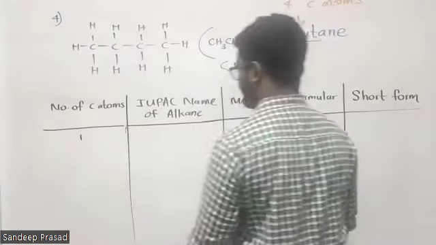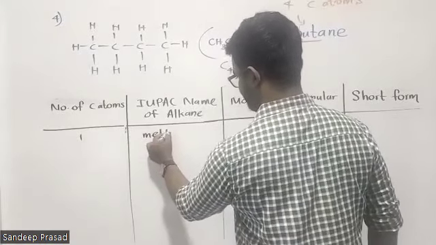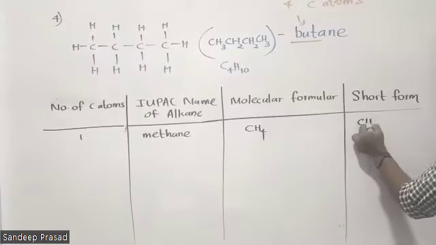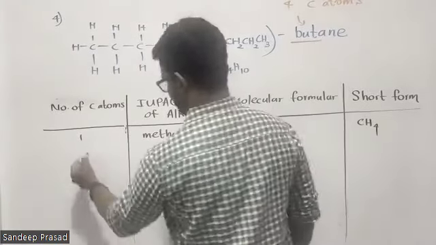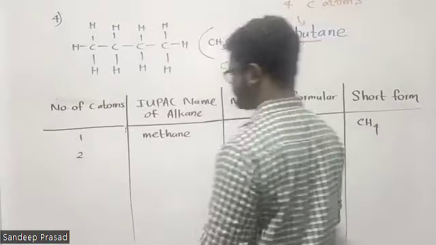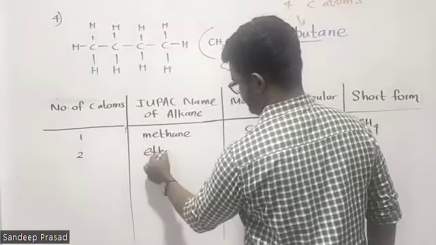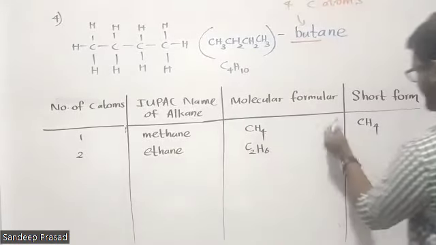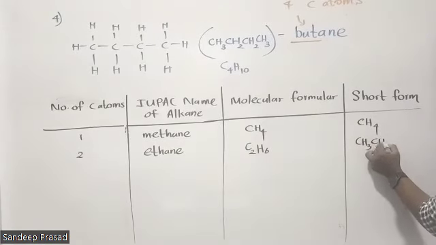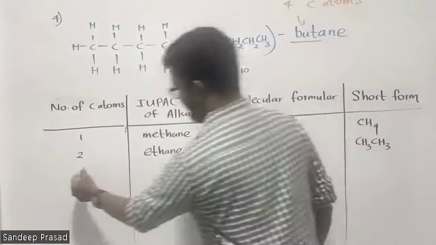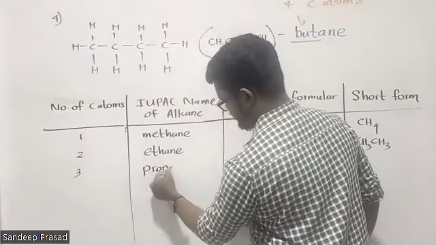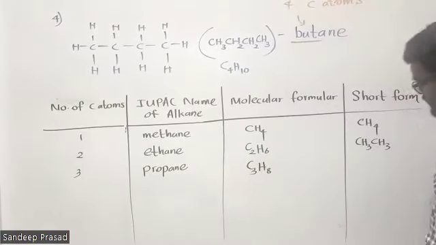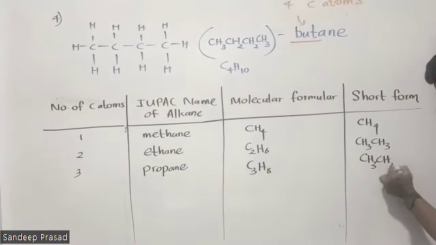1 carbon atom. IUPAC name, methane. Molecular formula, CH4. Short form is also the same thing, CH4. Then ethane. Molecular formula, C2H6. The way that we are drawing the short form is CH3, CH3. Then we have propane. Molecular formula, C3H8. CH3, CH2, CH3.